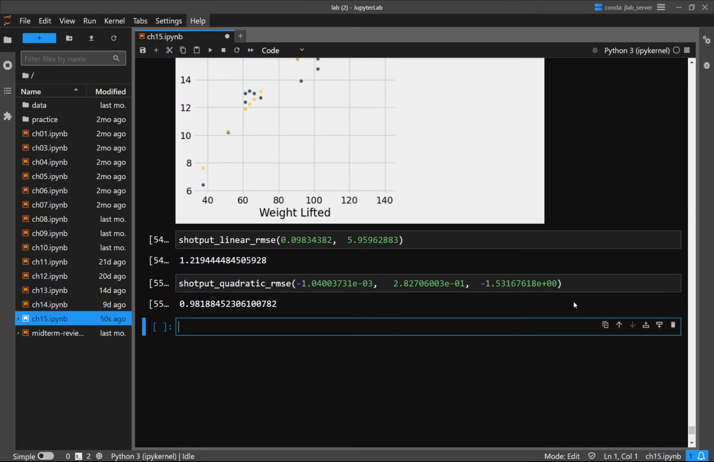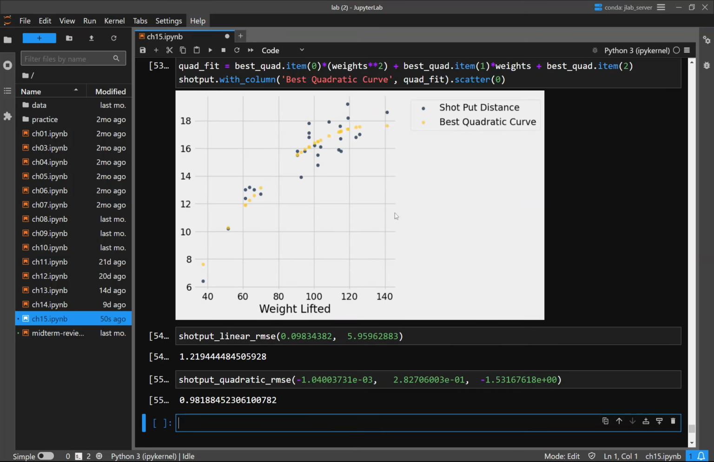That kind of goes to show that it really was probably a quadratic function that was underlying all this. So the more weight you lift, there's like a cap, I guess. If you lift another 20 pounds, it doesn't mean you could throw another few feet as easily. There's like a cutoff. It gets harder and harder, apparently. So that's interesting to think about. I don't know, maybe that's what that says.